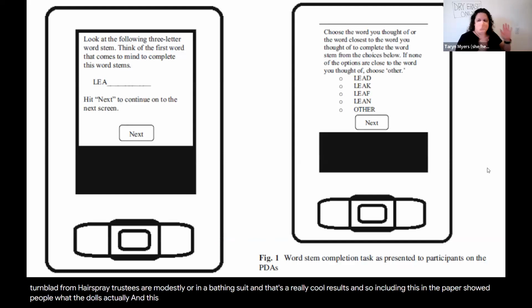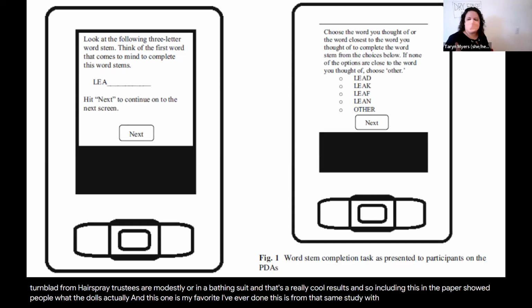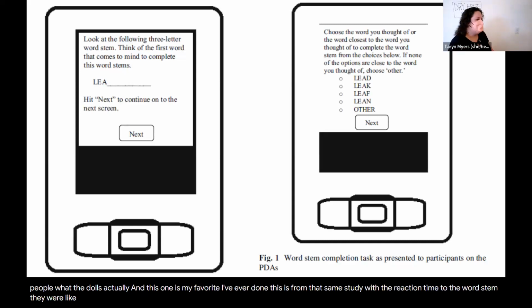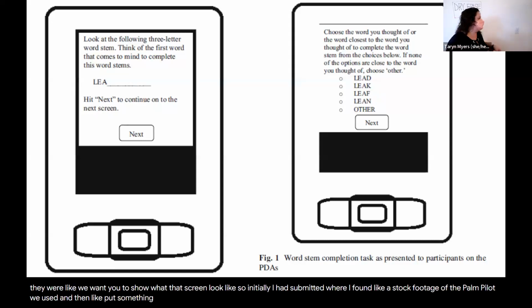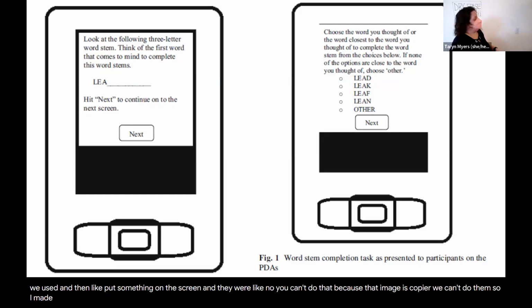And then this one is my favorite I've ever done. This is from that same study with the reaction time to the word stems. They were like, we want you to show what that screen looked like. So initially I had submitted where I found like a stock footage of the Palm Pilot we used and then put something on the screen. And they were like, no, you can't do that because that image is copyrighted. We can't do that. So I made this diagram that is in a scholarly journal in MS Paint.